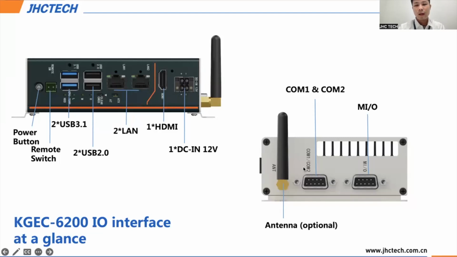This is the right side of this product. There are two COM ports and one MIO. With this MIO interface, you can choose the DIO function, or you can choose the CAN bus module from this interface.